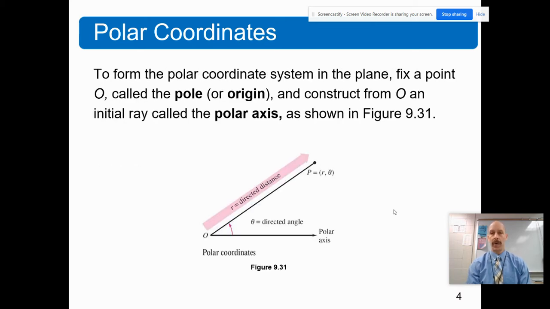To form a polar coordinate system in the plane, we fix a point O called the pole or the origin and construct from O an initial ray called the polar axis. So in this picture here, you can see that we have the pole at the origin, and then we have the polar axis, which in this case is kind of the x-axis, if you will.